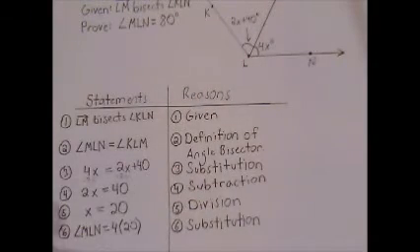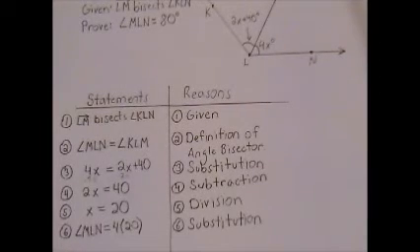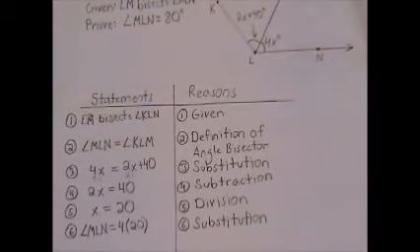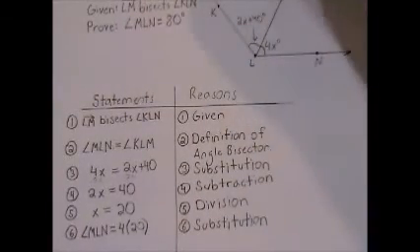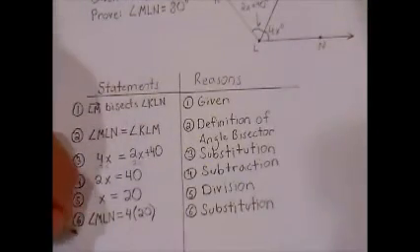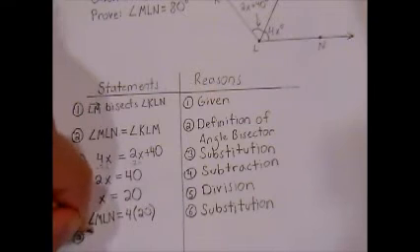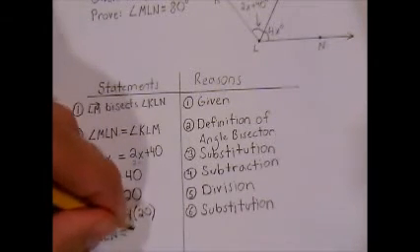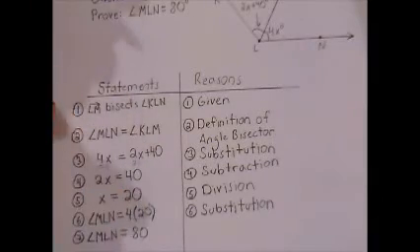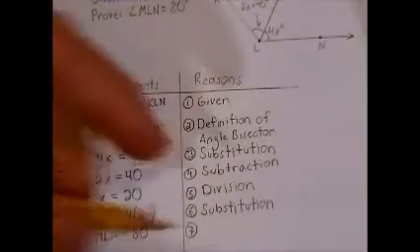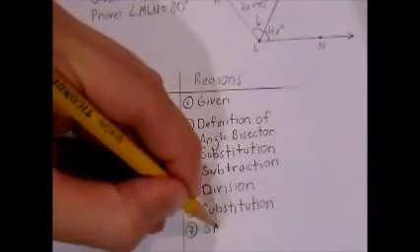Okay. So now I have one more line of work. Some students don't like showing this part because it's like, wait a minute, duh, I know that already. So why am I writing it? Well, what we have to do now is write that we simplified. So angle MLN equals 80. And our reason is, the why, because we simplified. That is a legitimate reason.